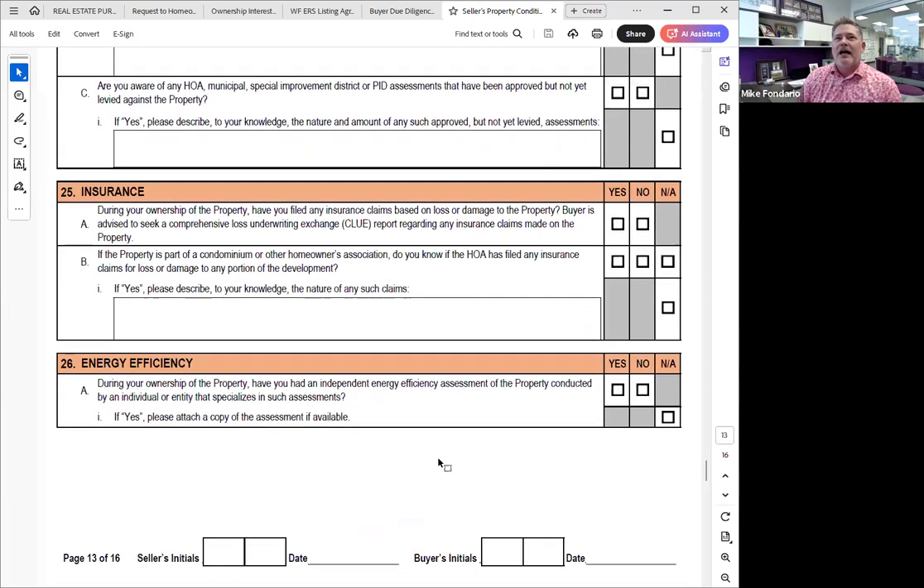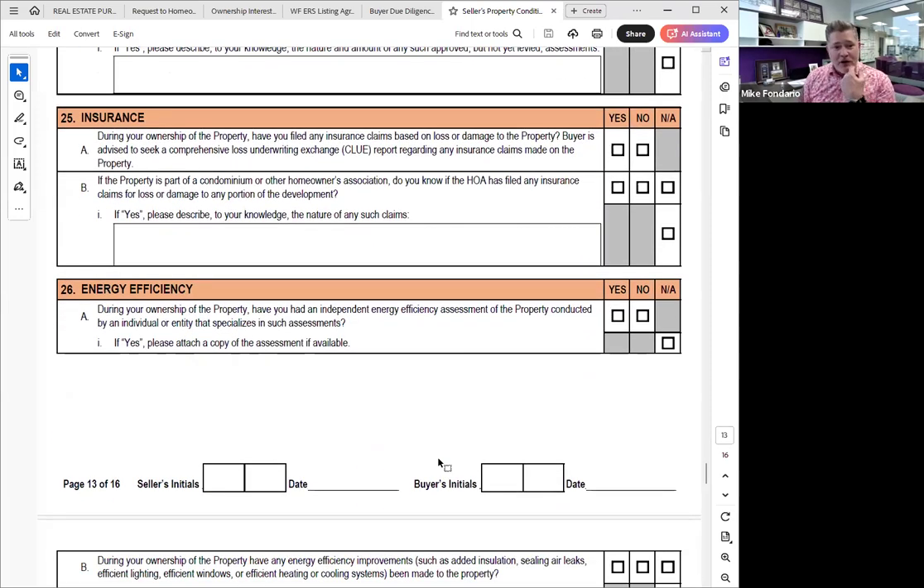FYI, insurance. This is becoming a bigger and bigger one. In fact, I haven't read the headline, but I have saved it to go back and read. Insurance: during your ownership of the property, did you file an insurance claim based on loss or damage to the property? Is the property part of a condominium or homeowners association? Do you know if the HOA has filed any insurance claims for loss or damage? This is becoming a much bigger issue, so I want to put this on everybody's radar as much as we can. Discovering the insurability of a property should be one of the first things that you do.